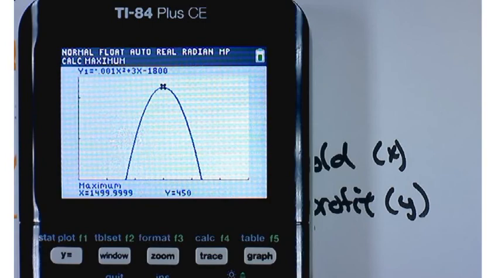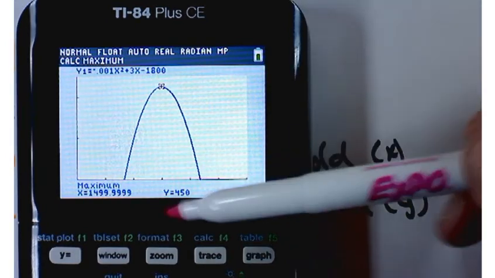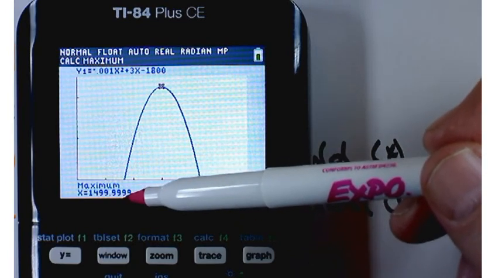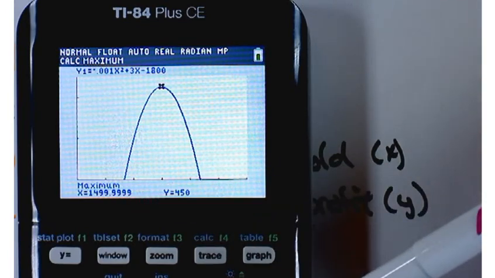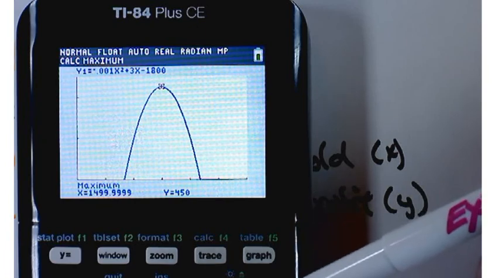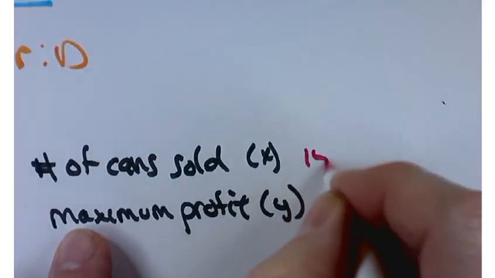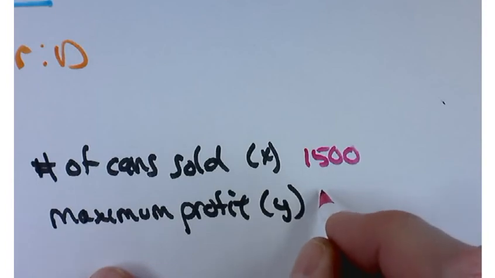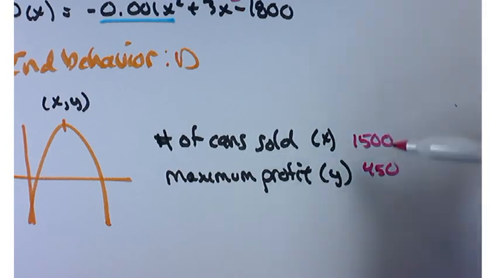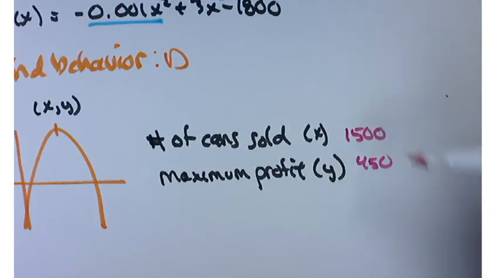Now, this is kind of interesting. Do you think that the maximum is at 1,499.9999 cans? What's going on there? Yeah, it just didn't round well enough. So the number of cans sold should be 1,500 and the maximum profit is $450. But be careful what's being asked for. Do you want the x coordinate or the y coordinate of the vertex as the answer to your problem?